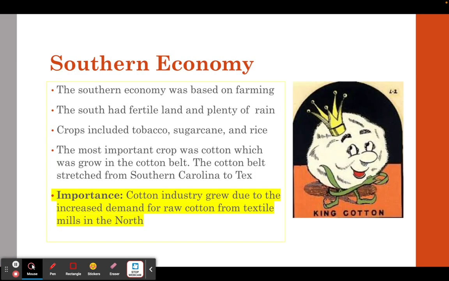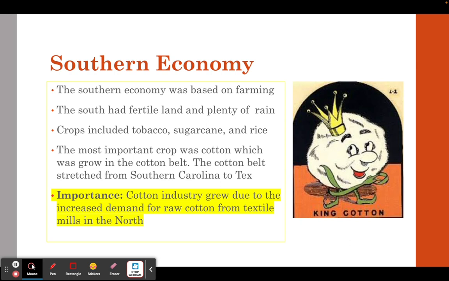So the Southern economy is completely based on farming, remember. Large plantations, they had fertile land, plenty of rain. The crops included, as I mentioned earlier, tobacco, sugarcane, and rice. But with the invention of the cotton gin, the most important crop is cotton, which was grown in the Cotton Belt. The Cotton Belt stretches from southern Carolina to Texas. The importance of this is the cotton industry grows as a result of the increased demand for raw cotton from textile mills in the North, and also Great Britain.